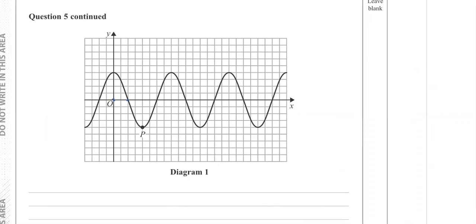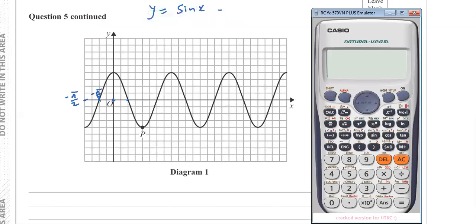For example, if this is 0 and on the full graph I have to sketch it. So starting from this one, if this is 0, this is negative pi by 4 and this one is negative pi by 2. So I need to sketch the graph for y is equal to sin of x. So one by one, if I will take the values, it's better using the calculator, will be more accurate.